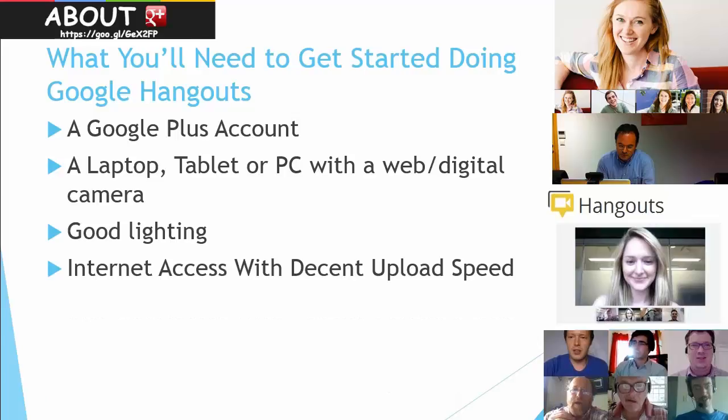You'll need good internet access with decent upload speed. If you have a broadband connection, that will probably be more than enough. If you don't have broadband, you may want to find an area where you can use the 4G feature of your phone, but try to find some place where the upload speed is very fast, and the faster the upload speed, the better you're going to be able to do with Google Hangouts.